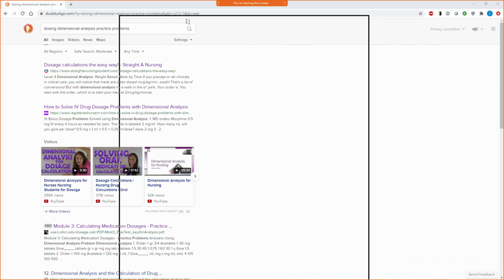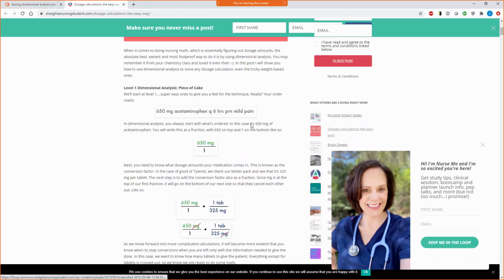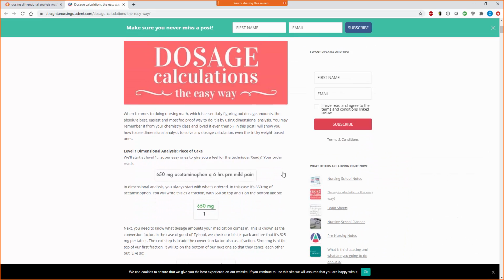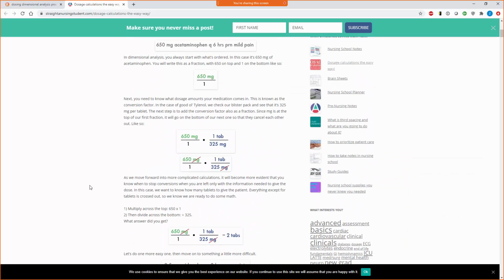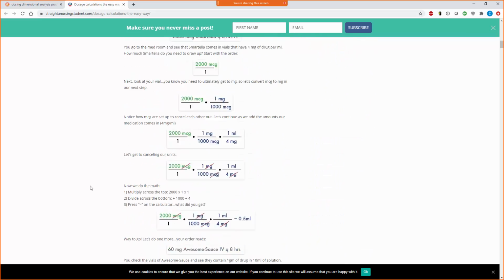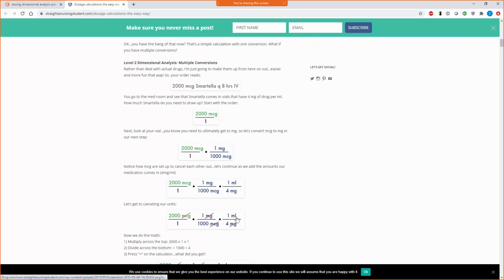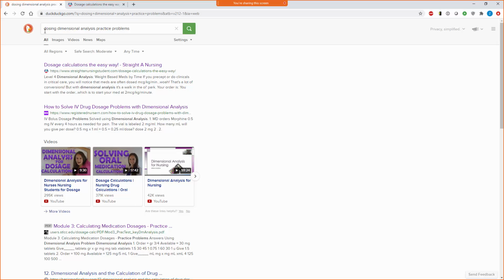So here's this one, dosage calculation the easy way. And she's going through level 1 dimensional analysis, piece of cake. And then level 2, dimensional analysis using multiple conversions. Anyways, I like also that she uses some of this jargon that, if you haven't been exposed to, it'll be helpful to be aware of, right? This Q 8 hours IV, okay, that means it's being administered by IV, and it's for every 8 hours. I didn't Google it, I used DuckDuckGo, but dosing, dimensional analysis, practice problems.